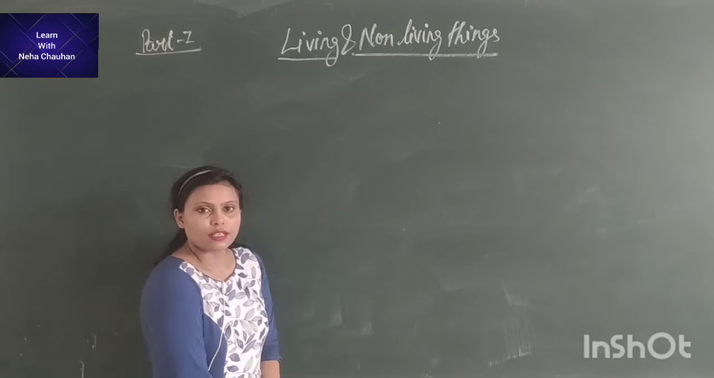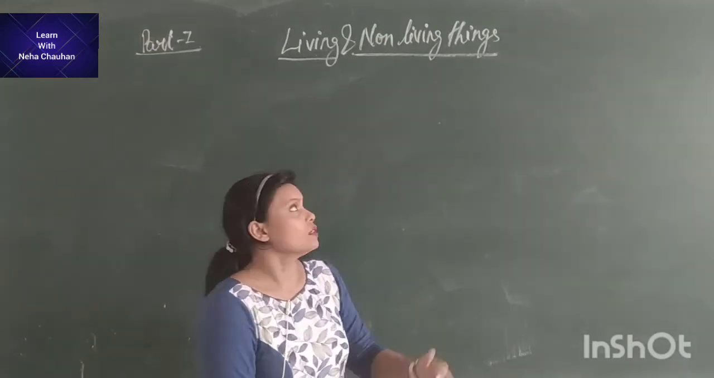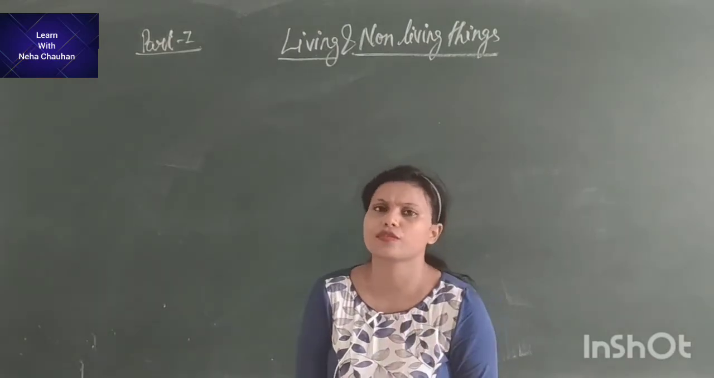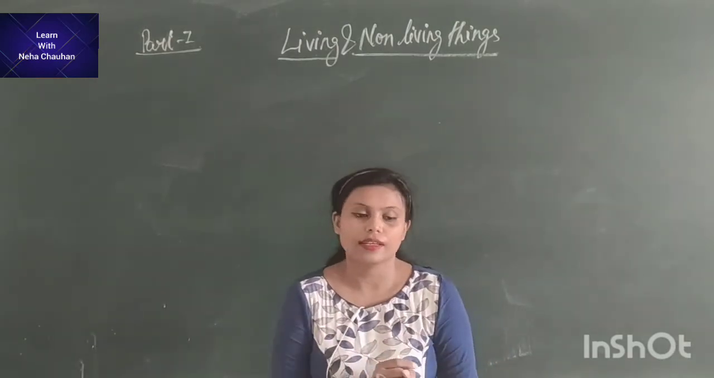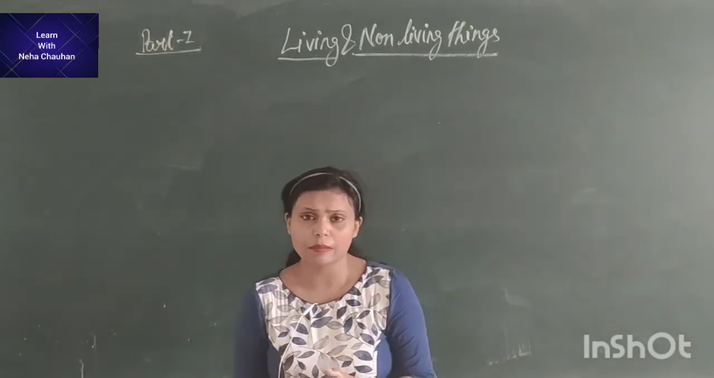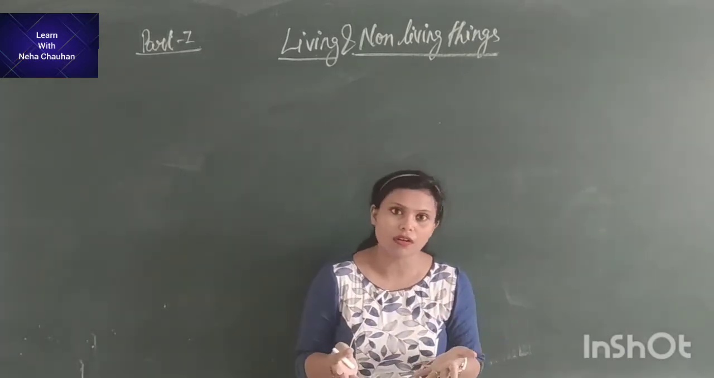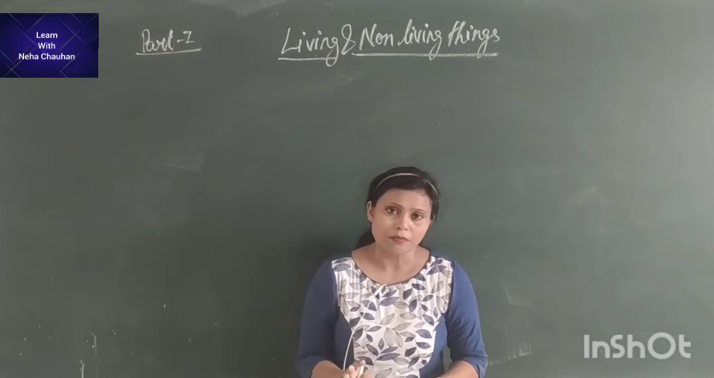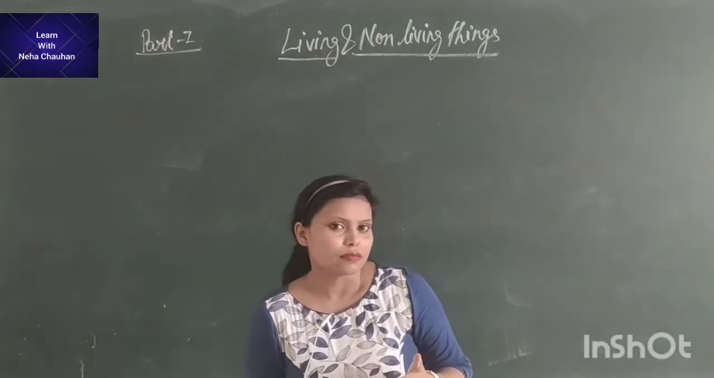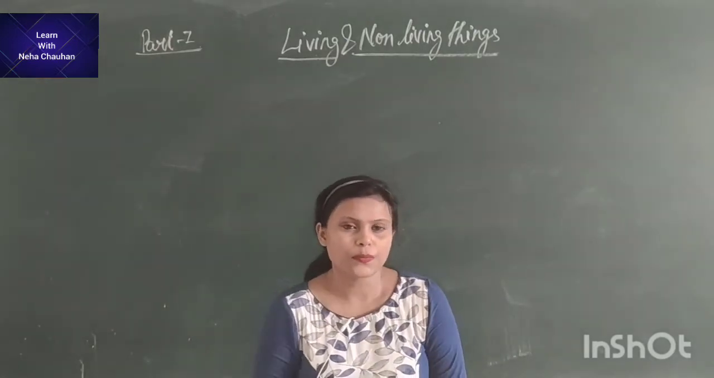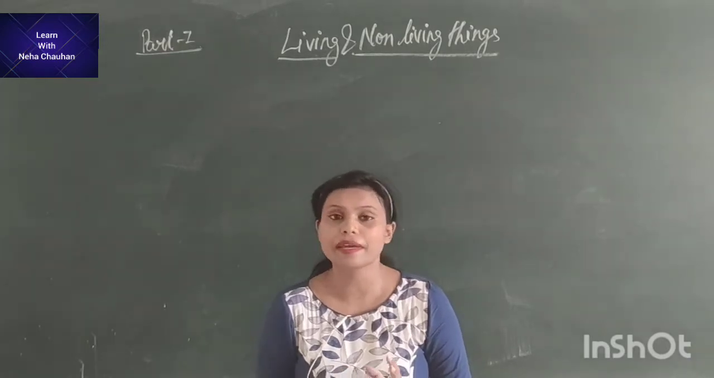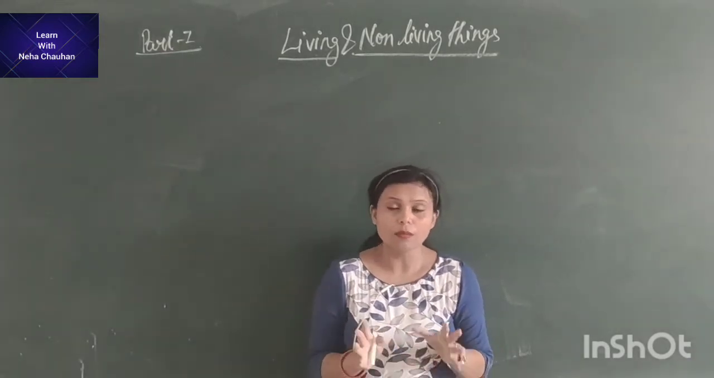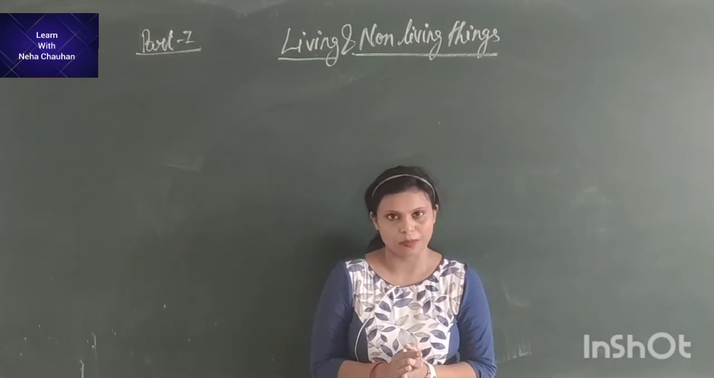Hello students, let's start a new chapter, that is living and non-living. In your daily life you see lots of things like your pencil, book, table, chair, crow, peacock, lizard, frog, etc. Lots of things. Are they similar to each other? No, they are different in many manners, like their size, color, shape. Most of the things are different to each other, right?